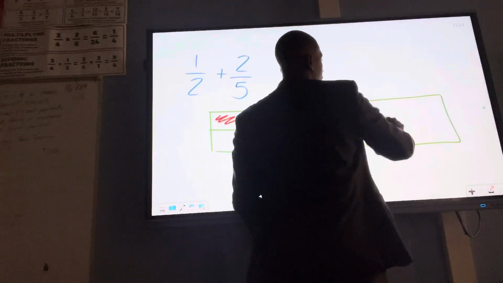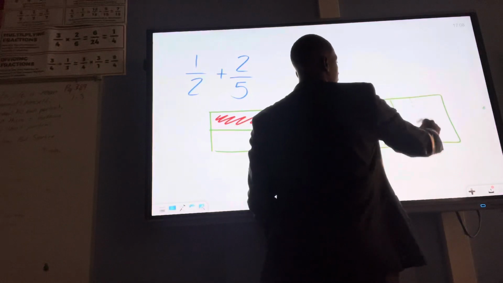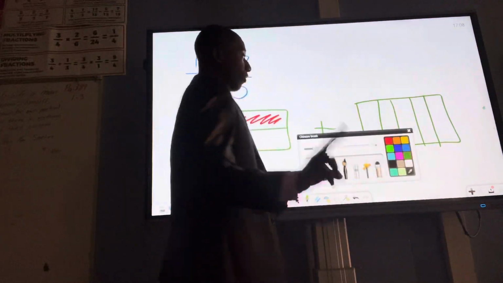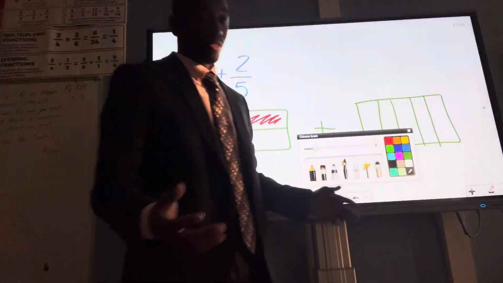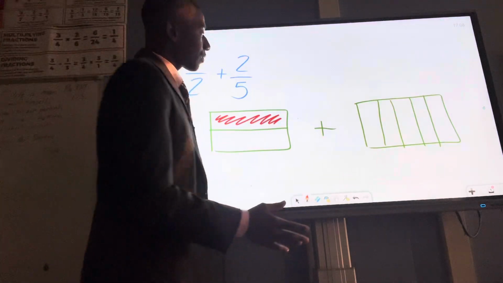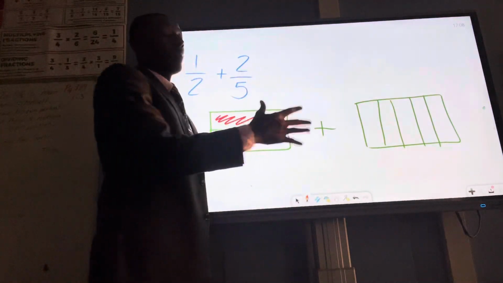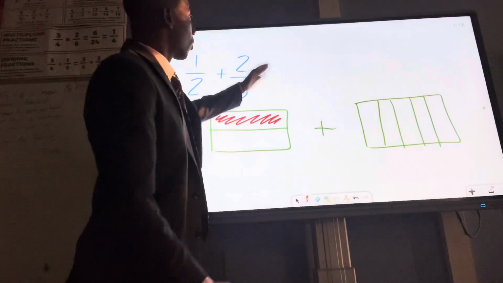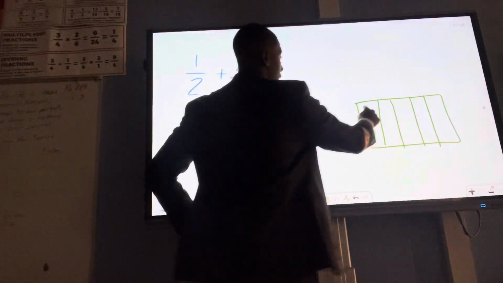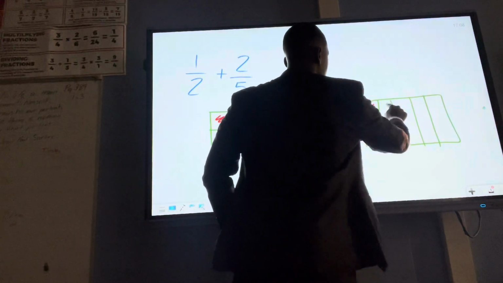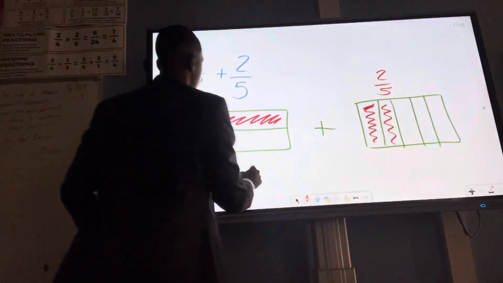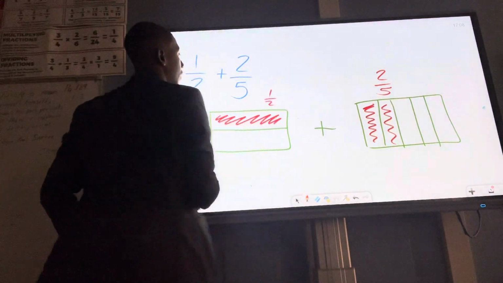So 1, 2, 3, 4 lines give me 5 pieces of equal amounts. I'm not the greatest at drawing these little lines, but it's fine, right? So of those 5 pieces, how many should be shaded in? We'll come back, look at our numerator for that. So our numerator tells us 2 should be shaded in. So I'll do that. All right, so right now, this is my 2/5. This is my 1/2, right?